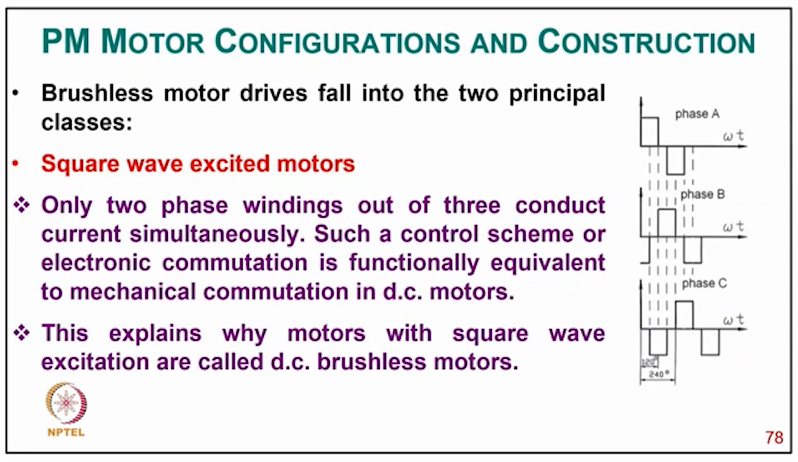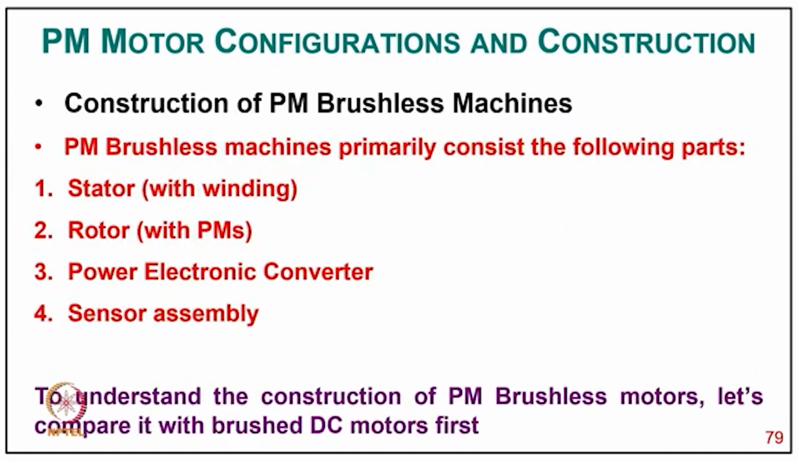So brushless motor drives fall into two principal categories: square wave excited. Only 2 phases are excited out of 3 simultaneously, and the control of rotation is functionally equivalent to the mechanical commutator in a DC motor. This explains why the motor with square excitation is called the DC brushless motor.